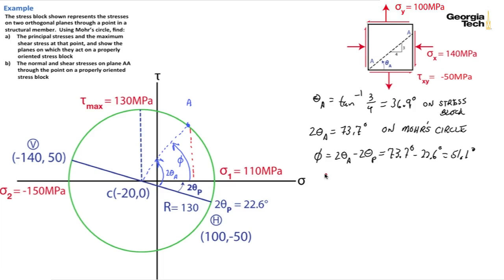So sine of phi is equal to the opposite side, which is going to be the shear stress at point A, divided by the radius. And we know the radius is 130 from last time. It's also written here. And so we've got tau sub A equals 130 times the sine of 51 degrees, which ends up being 101 megapascals. And so that's one of our answers.